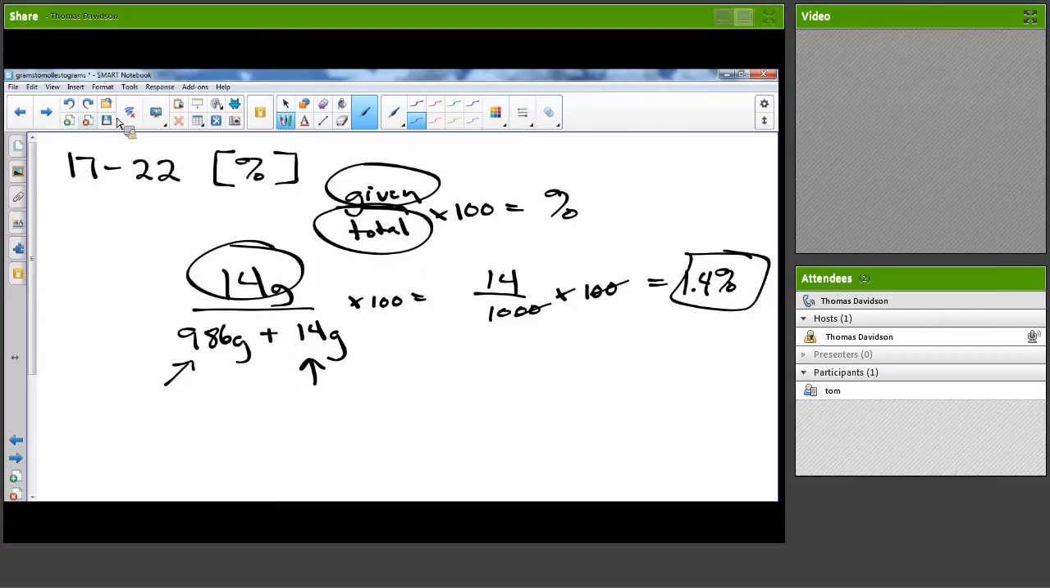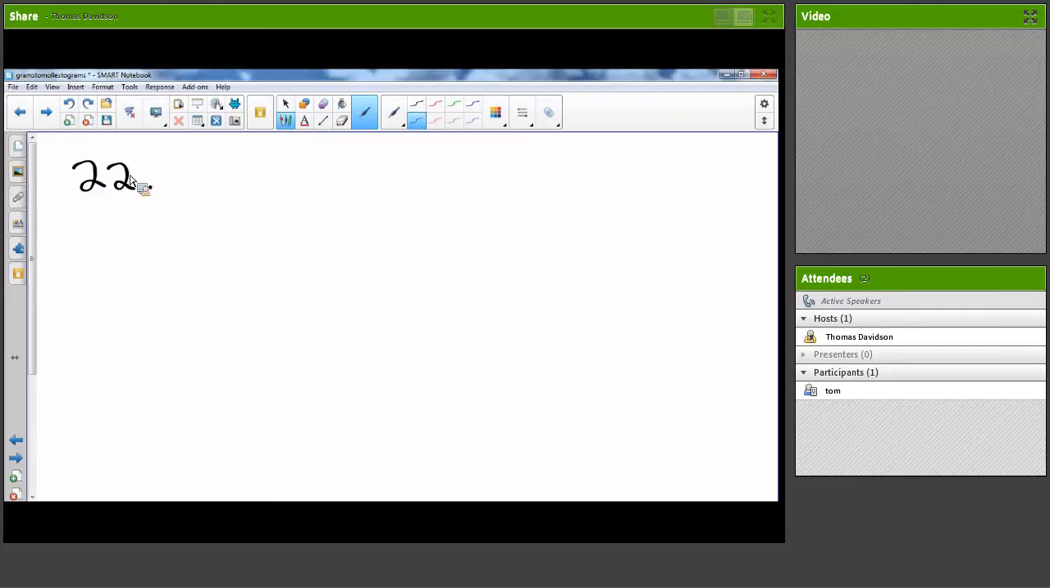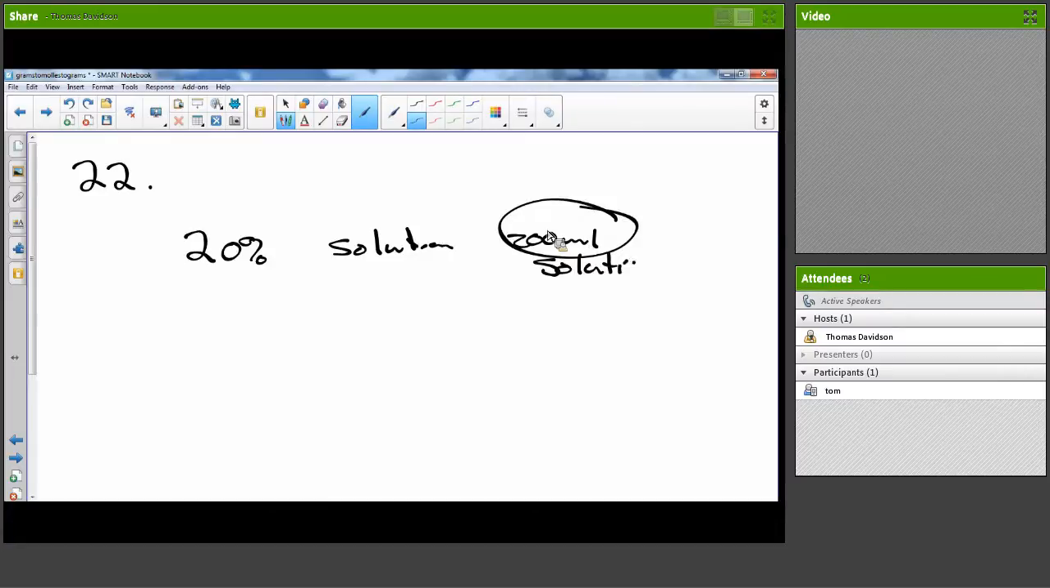Okay, just looking real fast at number 22. This time it says how many grams of salt are needed to make this solution. So this time it gives us the percent, and I'm going to make this up. So it says that your 20% solution and that you have 200 milliliters of water. So this is your solution. So you don't know how much salt, so that would be your X. It's over your volume of solution, that's 200 milliliters, times 100 equals 20.